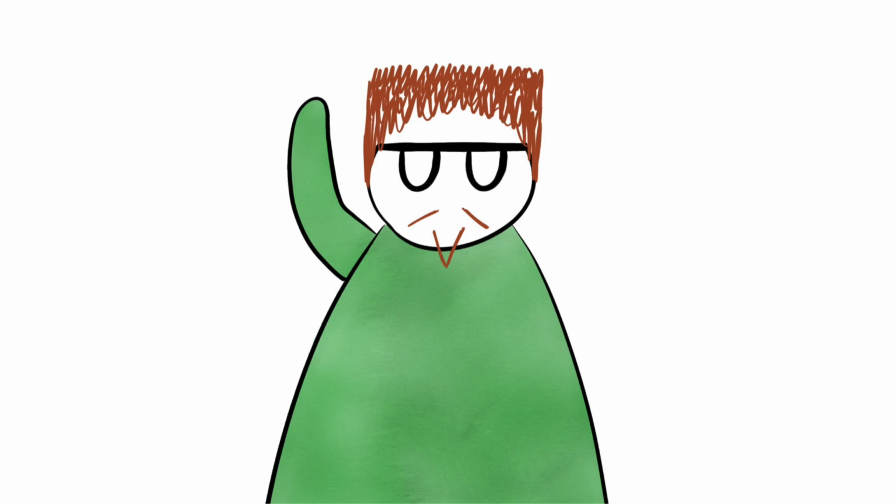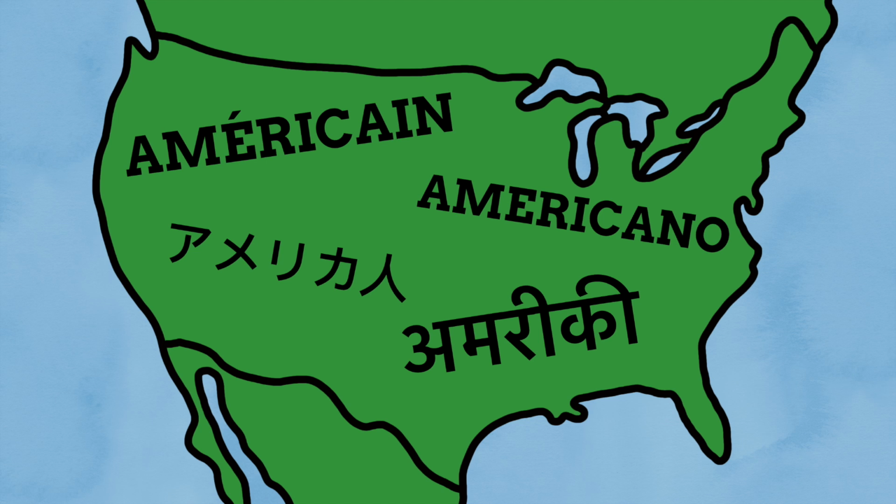What's pretty interesting is how other languages aside from English deal with this demonym. Lots of other languages simply use their version of the word American, like the French American, the Italian Americano, the Japanese Americajin, and even the Hindi Amriki. This isn't the case across all languages, however.